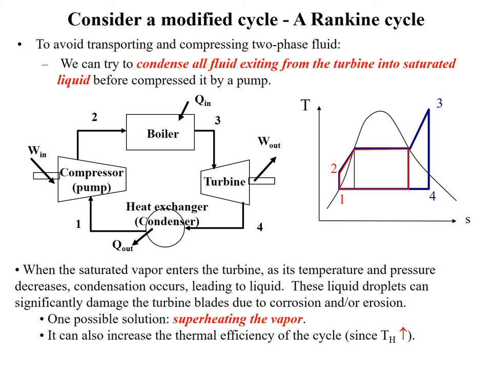This liquid droplet can significantly damage the turbine blades because the temperature and pressure of this fluid are very low. If it is coming downward to point number 4, you can observe that the quality of the steam is reduced. If the quality of the steam is reduced, there will be more moisture content, and more moisture content will damage the turbine blades. So one possible solution is to use superheated vapor.